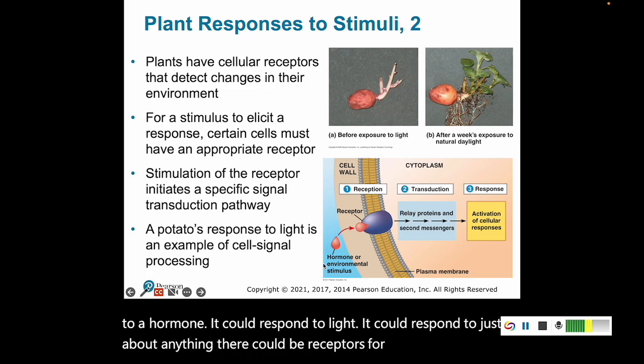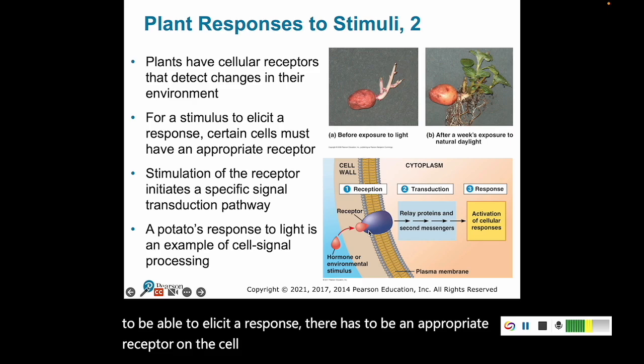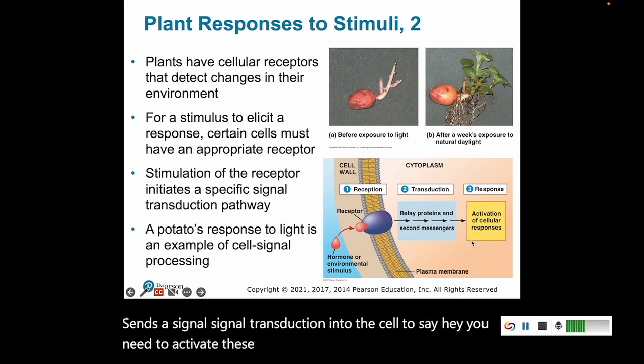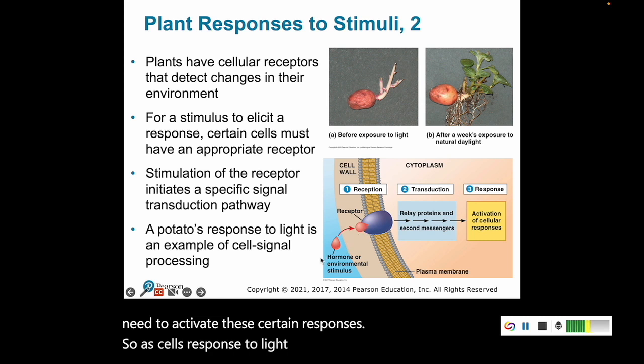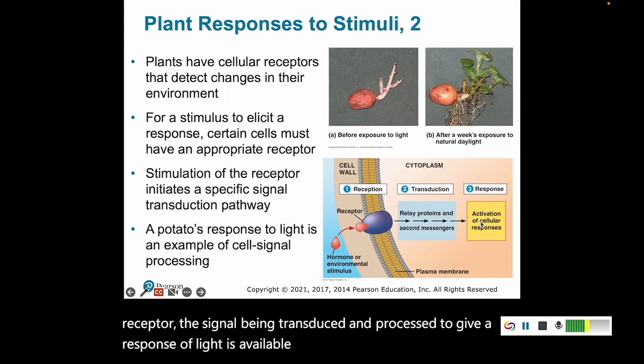But for that stimulus to be able to elicit a response, there has to be an appropriate receptor on the cell. And it's that stimulation of the receptor that then sends a signal transduction into the cell to say, hey, you need to activate these certain responses. So a cell's response to light is an example of light hitting the receptor, the signal being transduced and processed to give a response of light is available, time to start making greenery.